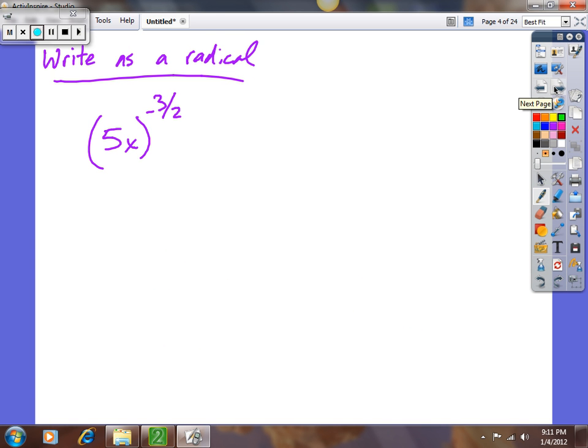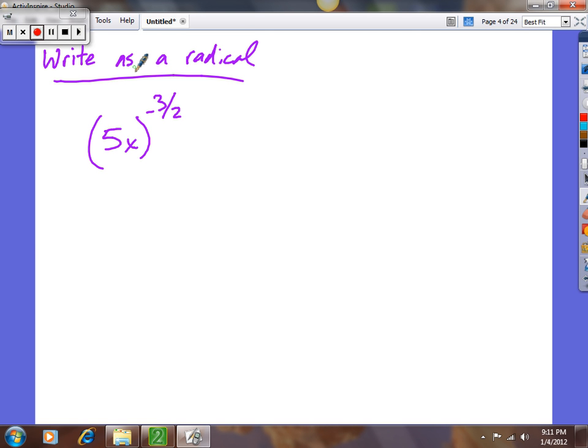Okay, now your instructions do say to change it to a radical. So the one before that just wanted you to simplify. 5x to the negative 3 halves. Okay, it's in parentheses, so this negative 3 halves is going to both the 5 and to the x. So maybe move number 1, let's get rid of this negative exponent. You can't have a negative exponent. So similar to the one we just did, 1 over 5x to the 3 halves.